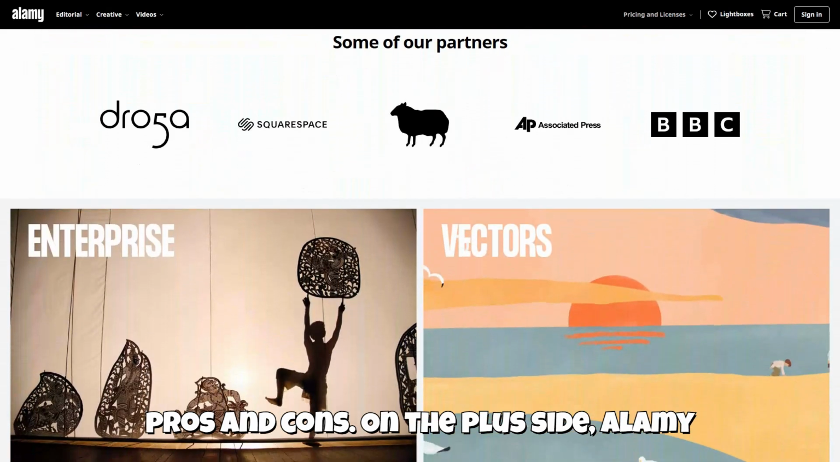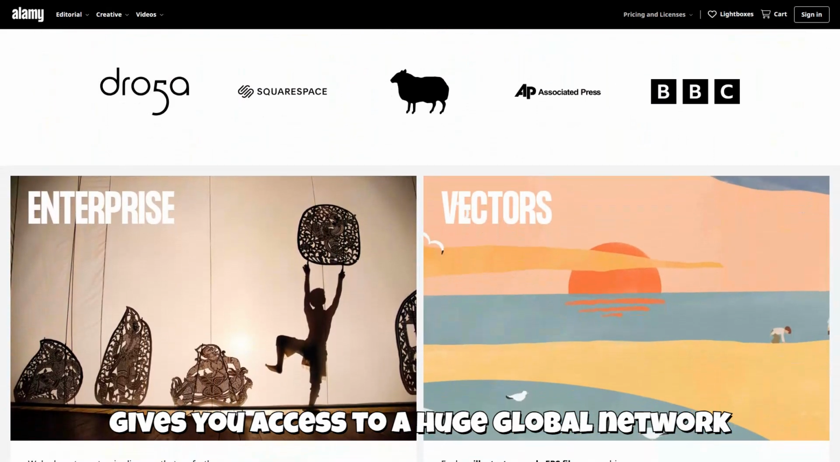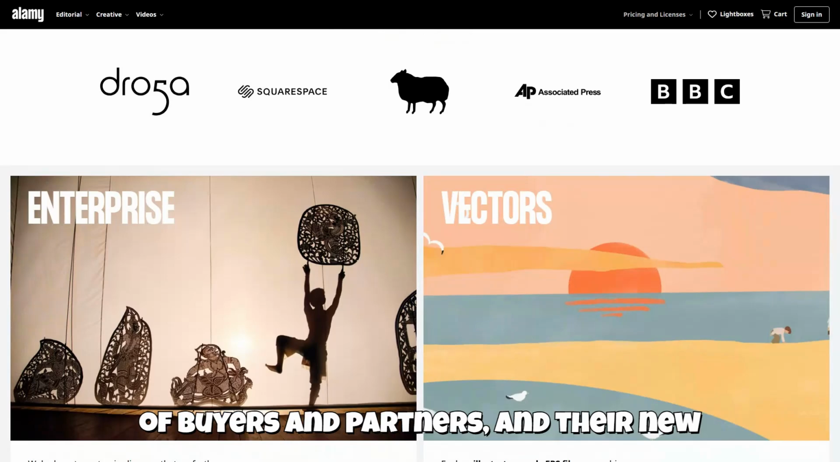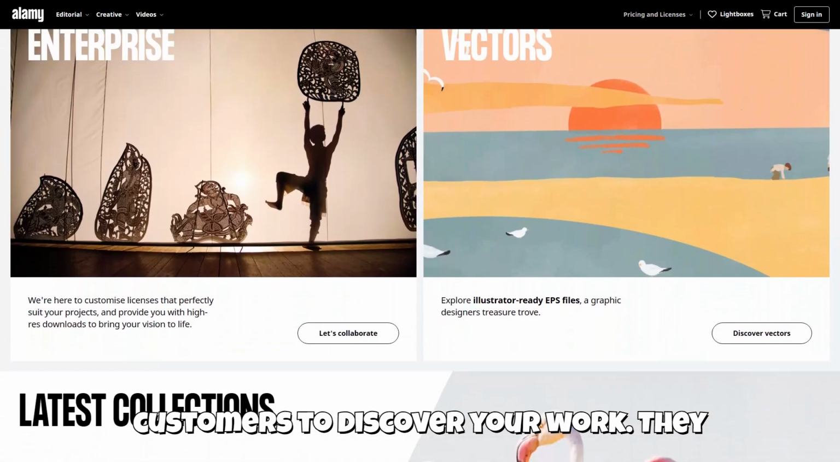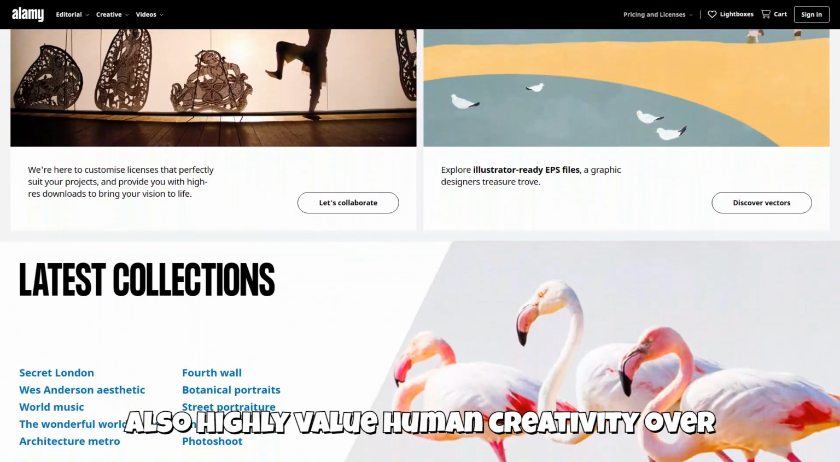On the plus side, Alamy gives you access to a huge global network of buyers and partners, and their new Smart Search tool makes it easier for customers to discover your work. They also highly value human creativity over AI.